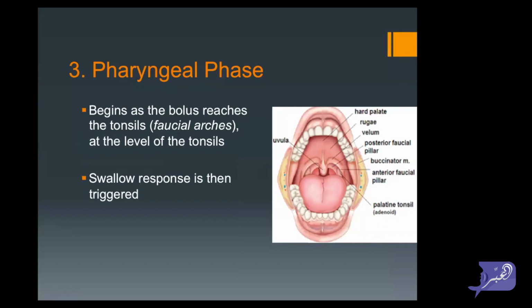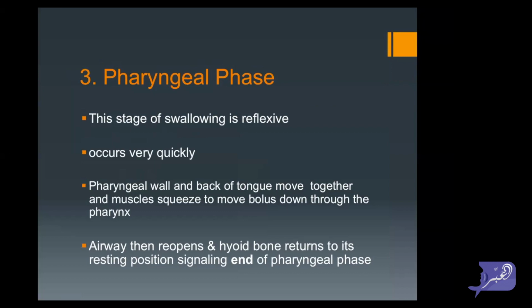So when does this phase start? It's when the food actually hits the back of the throat. This is where the tonsillar pillars are, or where the faucial arches are. And that triggers the swallow immediately. So this stage of the swallow is reflexive, it's involuntary, it occurs very quickly. The pharyngeal wall and the back of the tongue move together, they squeeze together to push that bolus down and away from the airway. The airway then reopens towards the end of this phase, and the hyoid bone returns to normal, dropping down the larynx into its original position so that it can open up and we can start that process of respiration again.